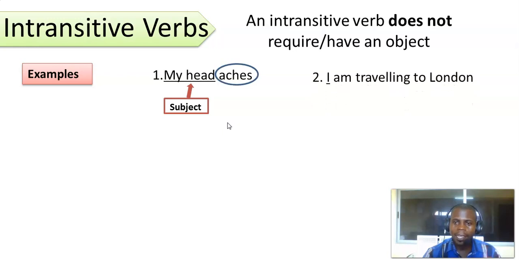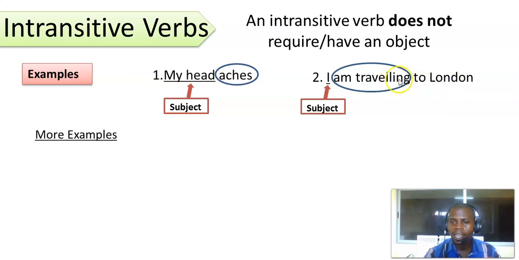I am traveling to London. Look at this. I is the subject of this sentence. I'm traveling is the verb. To London is not a noun phrase, neither is it a noun. This is a prepositional phrase. So you should not be confused that there is something after I'm traveling.